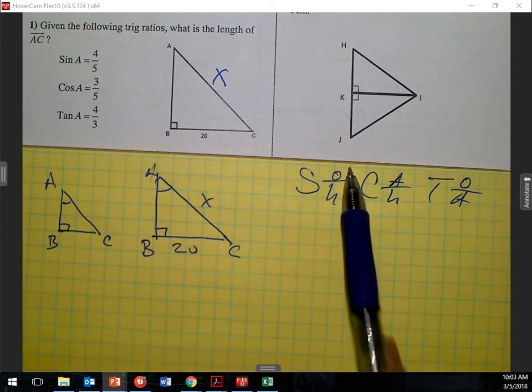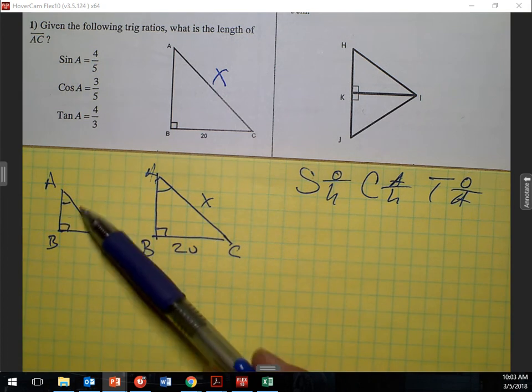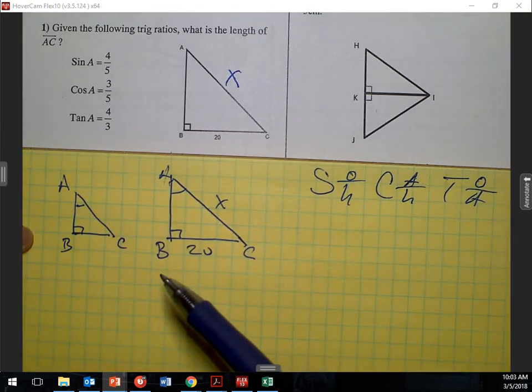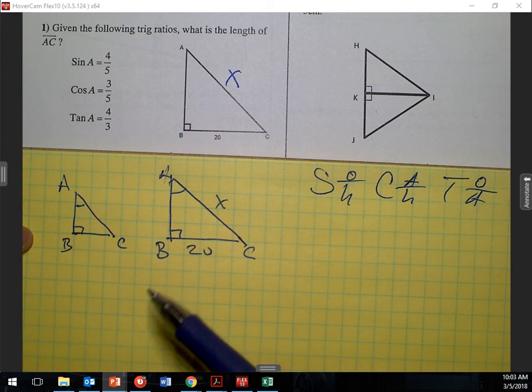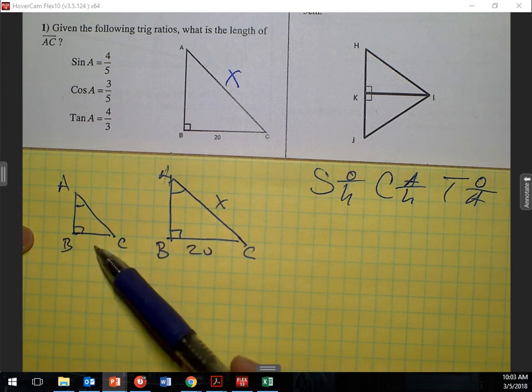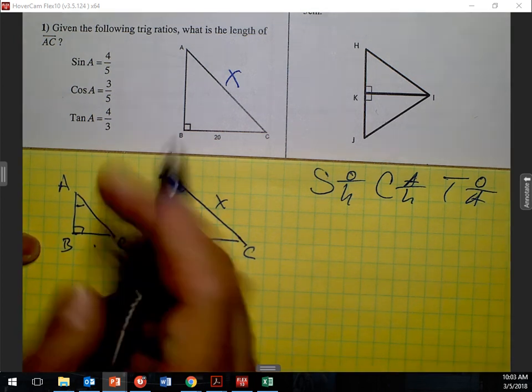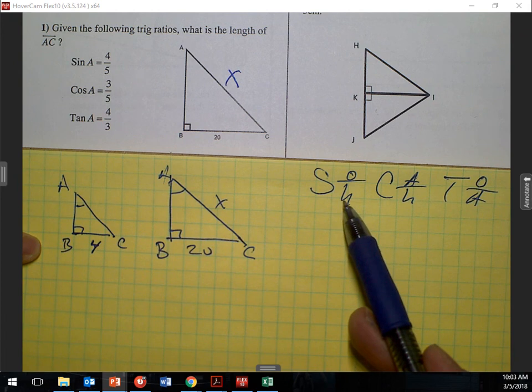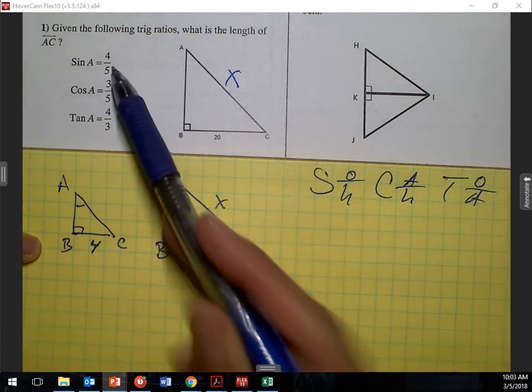Alright, it says sine of A is 4 over 5. Sine is going to be opposite over hypotenuse. So from A right here, opposite is going to be where? What line segment? BC, isn't it? Yeah. So what number am I going to put right here for BC? 4. All right, hypotenuse. What am I going to put for my hypotenuse? 5, because that's what I got from right here, right?